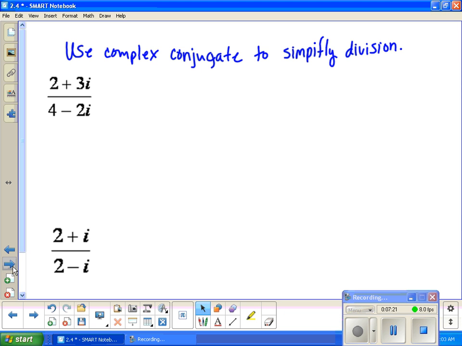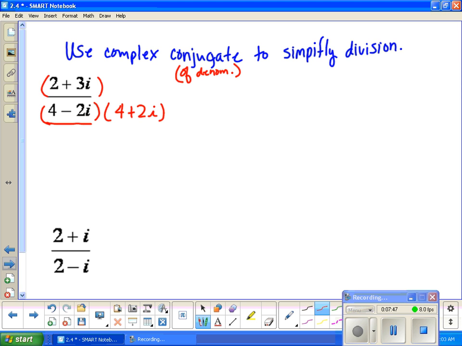So we use the complex conjugate to simplify division. Now, use the complex conjugate of the denominator. So the complex conjugate of the denominator would be 4 plus 2i. Now, if I multiply the denominator, I must also multiply the numerator.